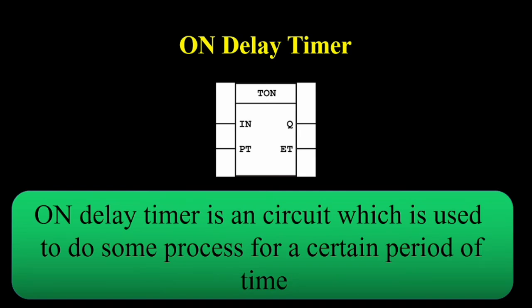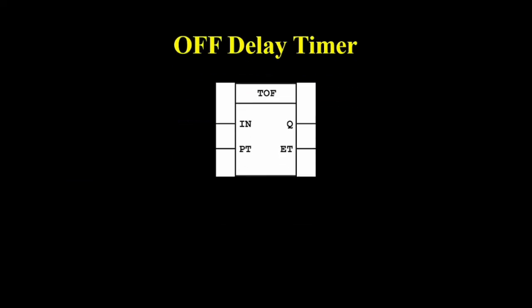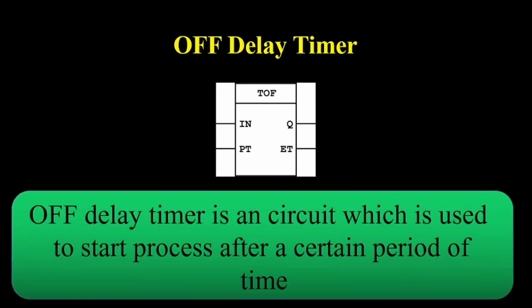Now let us see about the off delay timer, and this is the symbol of off delay timer. Off delay timer is a circuit which is used to start a process after a certain period of time. The difference in off delay timer is that it will start an electronic circuit in PLC after a certain period of time.